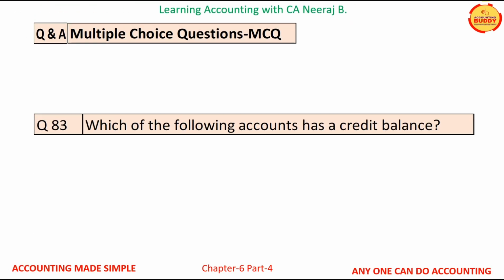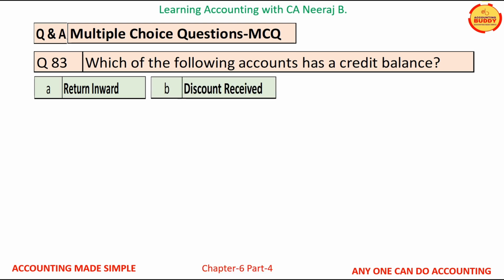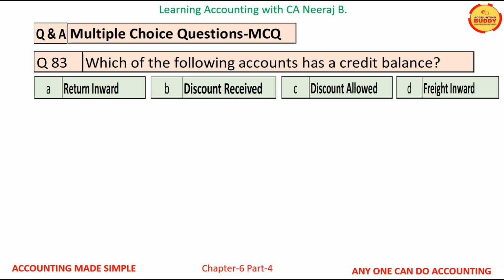Question 83 on your screens is which of the following accounts has a credit balance? And the available options are option A return inward, option B discount received, option C discount allowed, and option D freight forward. The correct answer is option B, discount received.